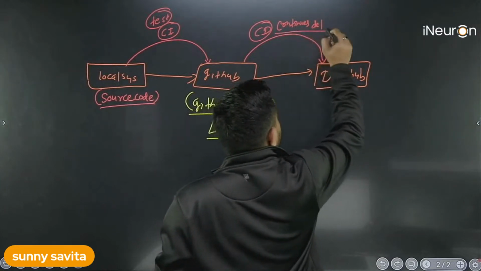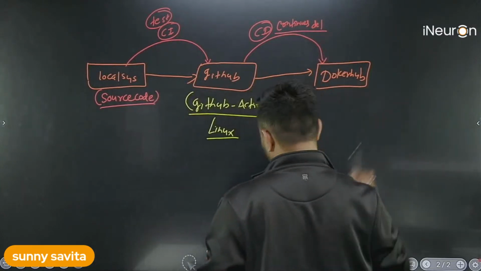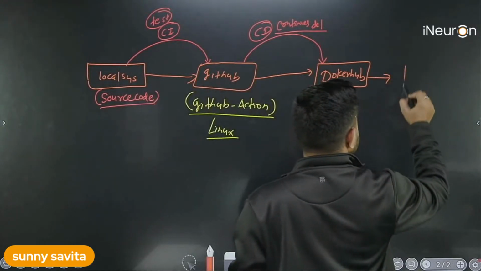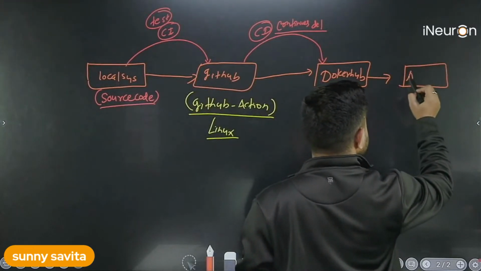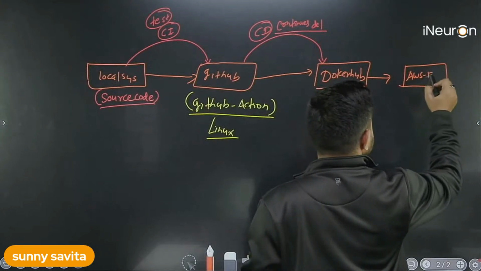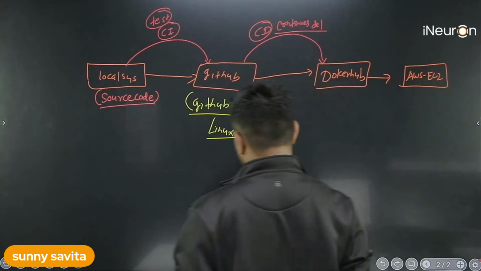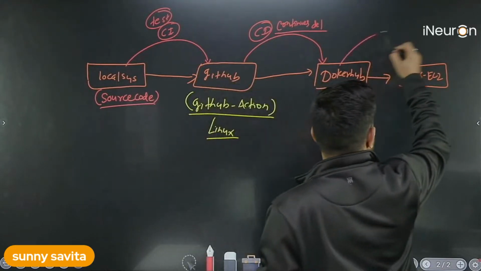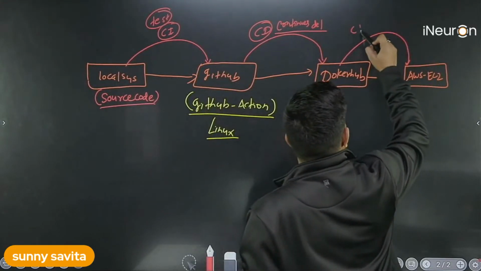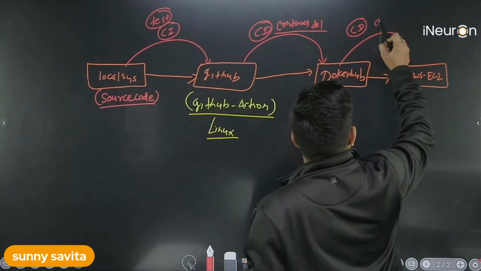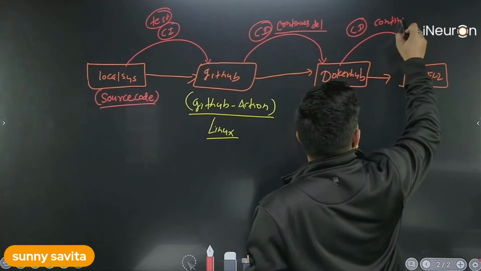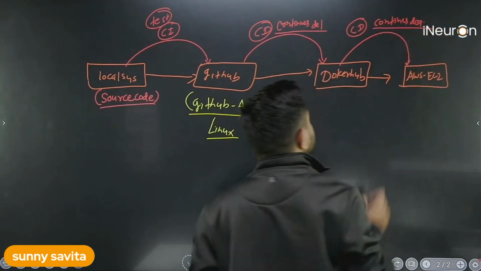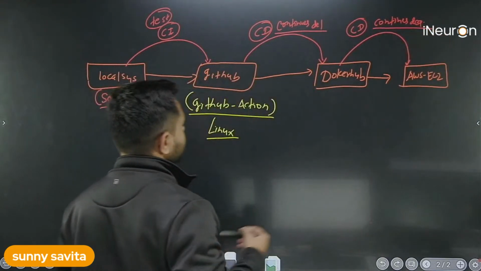Then what will I do after this? From the Docker hub I will fetch this particular image and deploy it to the AWS EC2 instance. This stage is called continuous deployment. So we have continuous deployment, continuous delivery, and continuous integration.